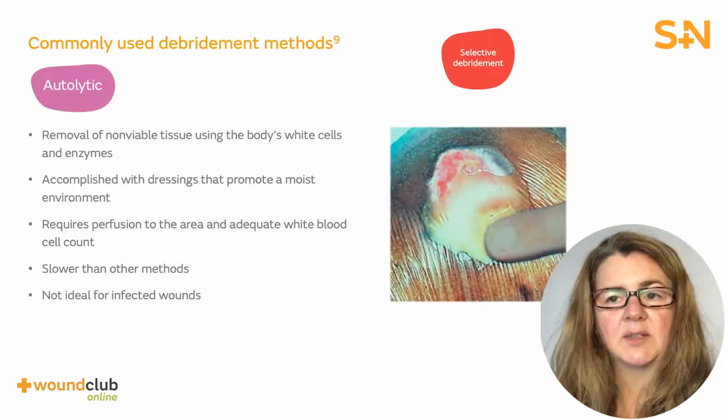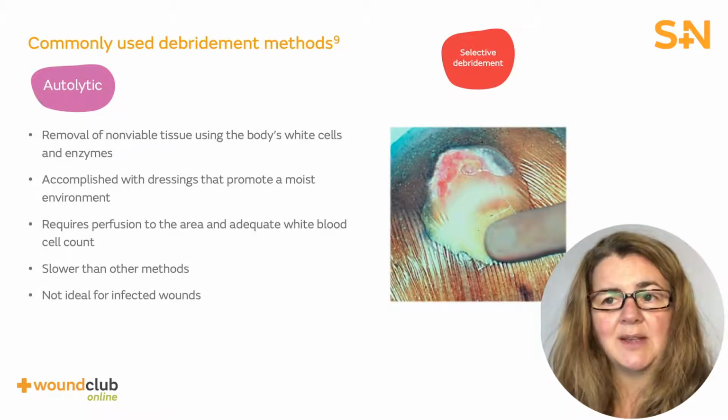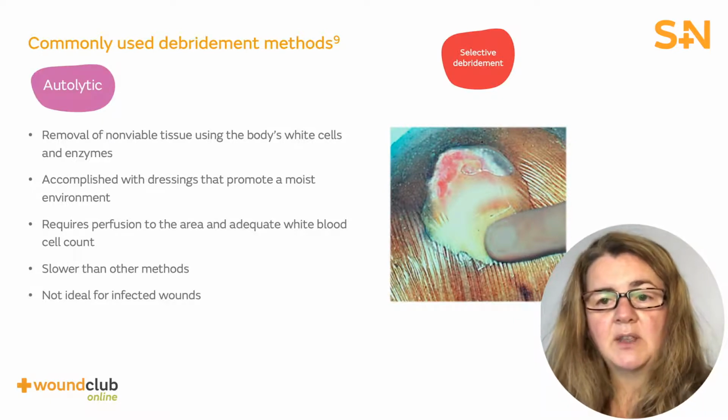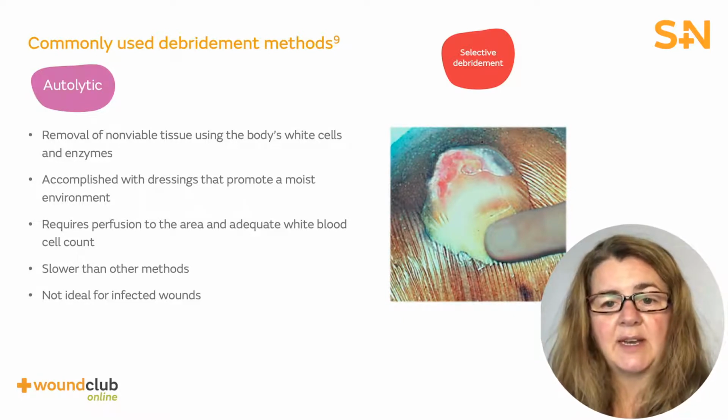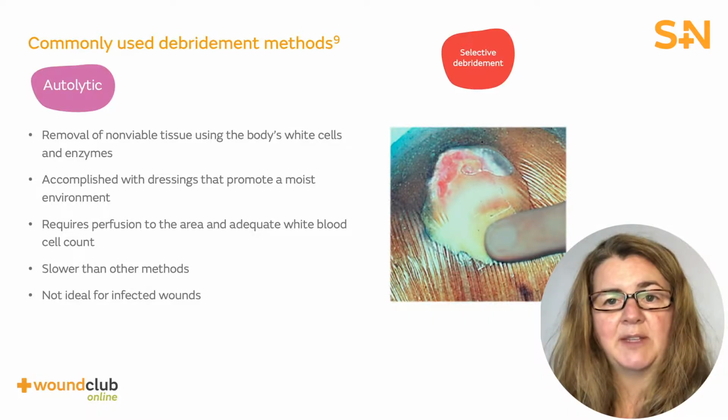Autolysis or autolytic debridement involves the body's own white blood cells and natural enzymes to remove non-viable tissue while leaving healthy tissue intact. During the inflammatory phase of healing, autolytic debridement occurs naturally in patients with adequate leukocyte function and moist vascular wounds. Autolysis is slow and therefore not ideal for infected wounds. Any dressing that will maintain a moist environment can help to promote autolytic debridement.